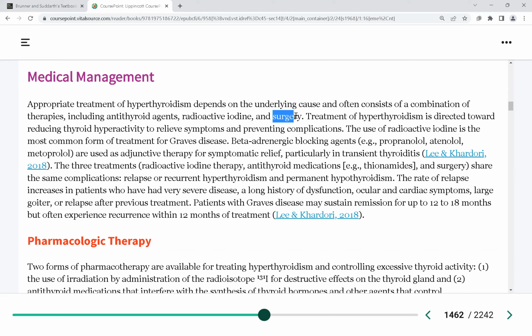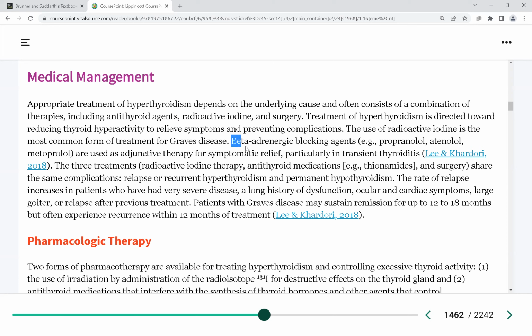And finally, surgery. We can either remove the entire thyroid gland or a portion of it. So these are the three options to treat hyperthyroidism. Again, use antithyroid drugs, use radioactive iodine, or surgically remove a portion or the entire thyroid gland. The most common form for Graves' disease is radioactive iodine.